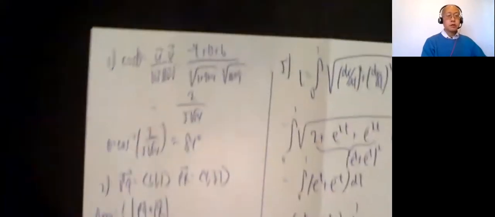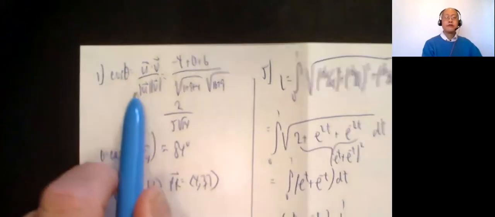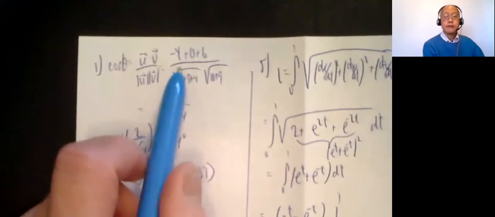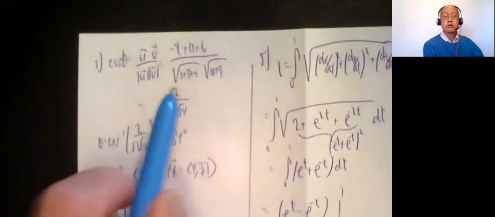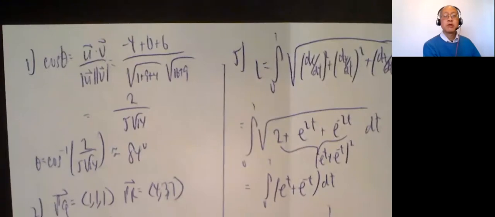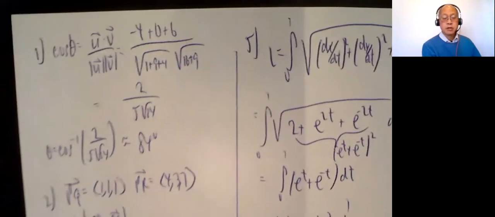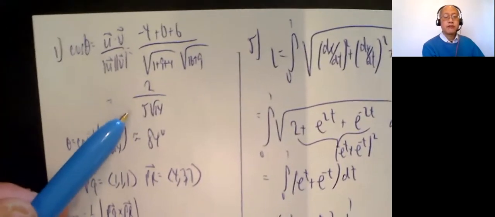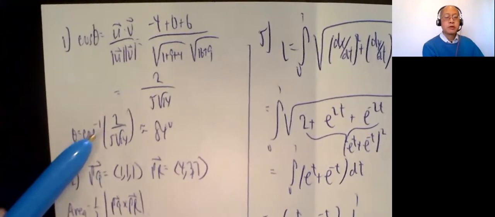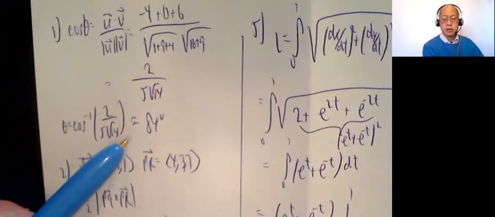Number 1, cosine of theta is u dot v over norm u norm v, negative 4 plus 0 plus 6 over square root of 1 plus 9 plus 4, square root of 16 plus 0 plus 9, 2 over 5 radical 14. Theta is inverse cosine of 2 over 5 radical 14, to the nearest degree, 84 degrees.